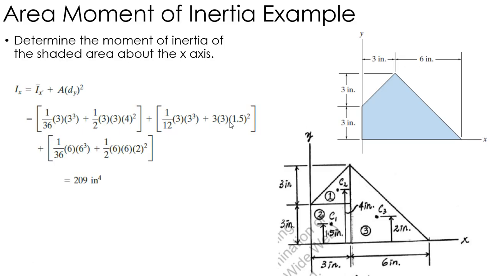And again, what we're doing here is just the parallel axis theorem. The moment of inertia about its centroid plus the area times the distance that centroid is away from the axis I'm interested in, squared.